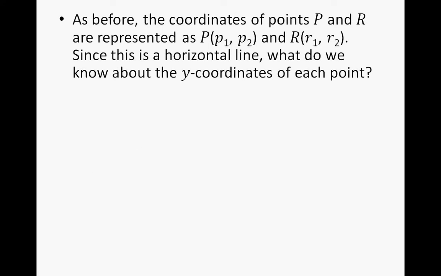As before, the coordinates of points P and R are represented as P sub 1, P sub 2, and R sub 1, R sub 2. Since this is a horizontal line, what do we know about the y-coordinates of each point?